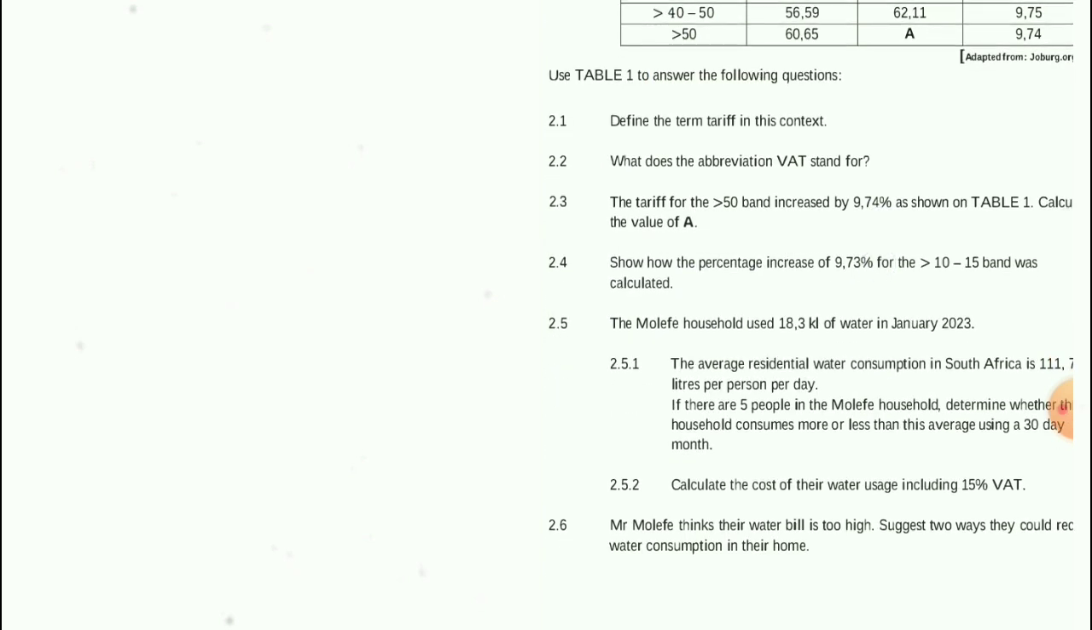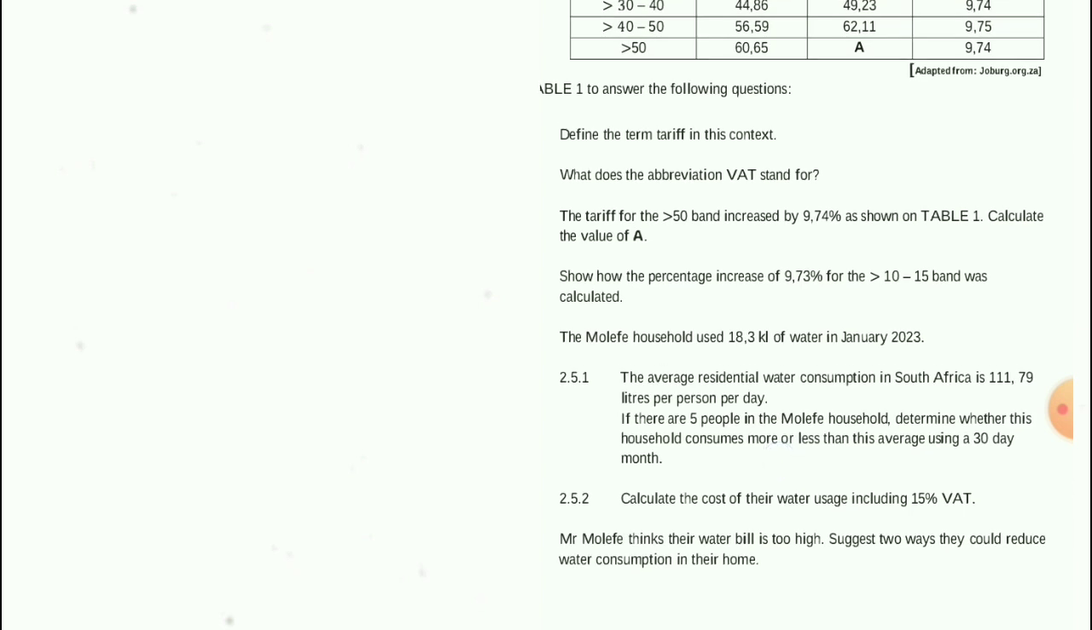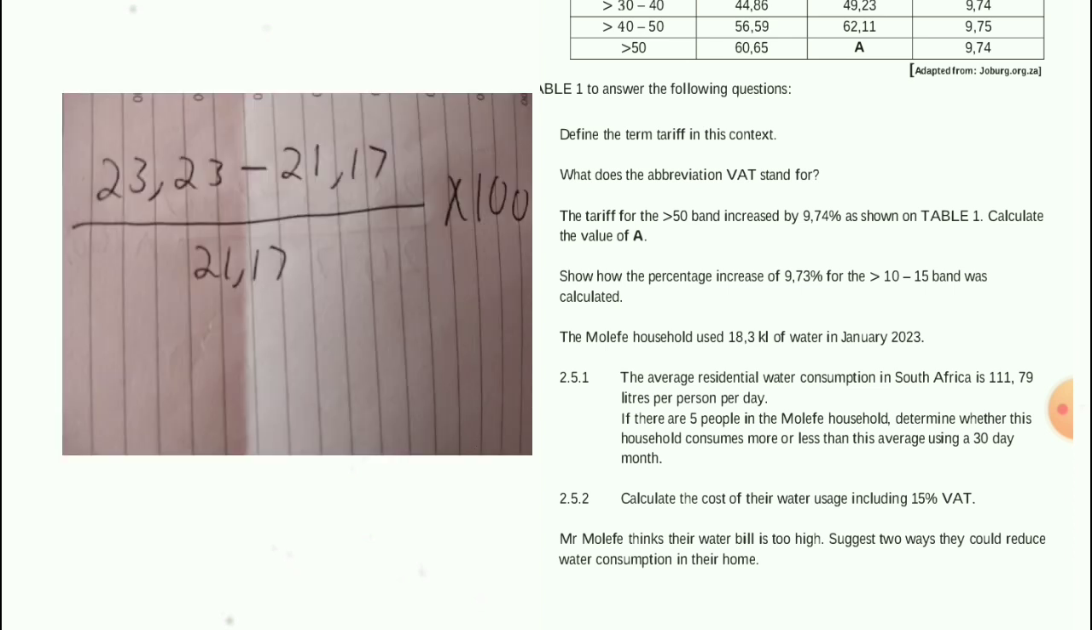So this is how we do it, guys. You simply say 23.23 minus 21.17. Then you say multiply by 100%, divide by 21.17. Then you get the answer 9.7307%. I will put it on the screen, where I've written it on a piece of paper. This is how you do this one.